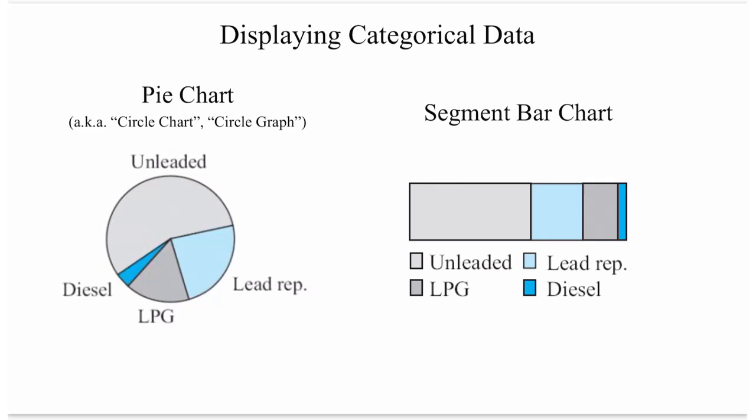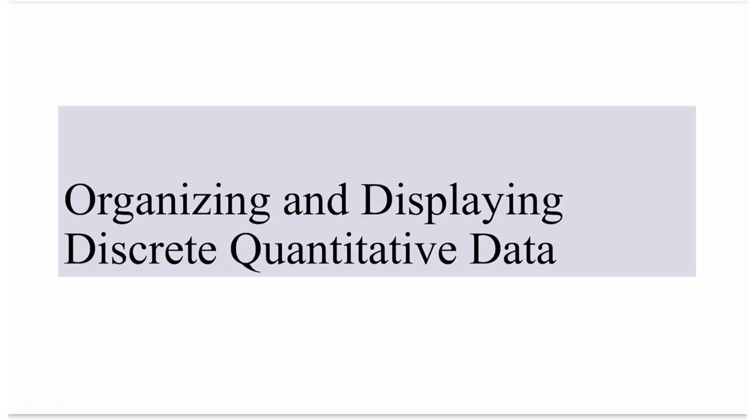Other types of charts you might see for displaying categorical data would be a pie chart, sometimes called a circle graph or a circle chart. You've seen these before. And then a segmented bar chart, something like this, where you have the whole quantity here, and then you're segmenting it into the number that are choosing unleaded fuel. This light blue is the number that are choosing leaded, the darker gray, whatever LPG is, and then that dark blue diesel fuel.